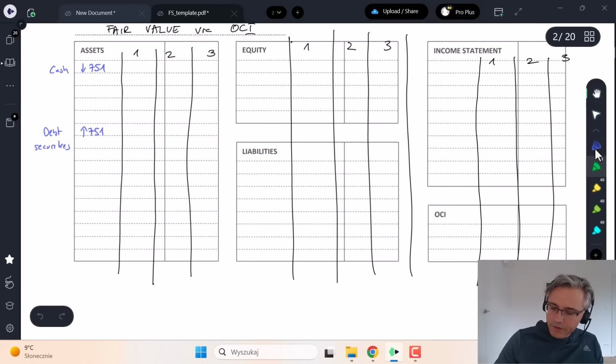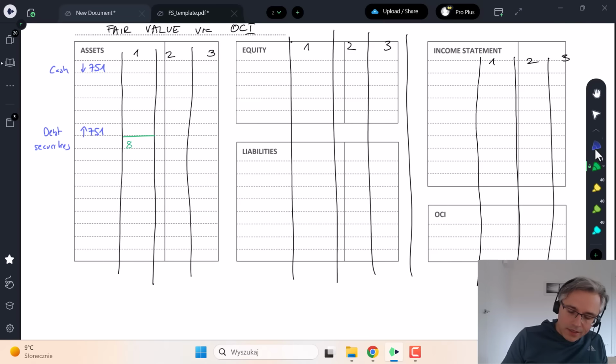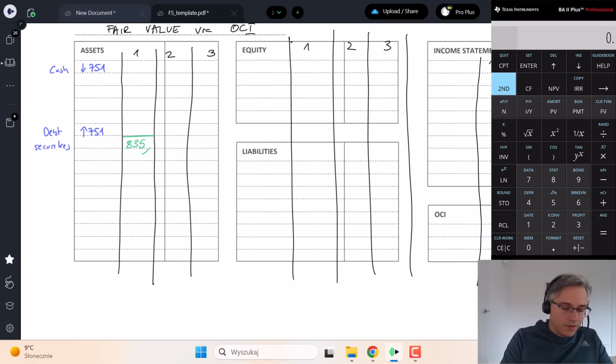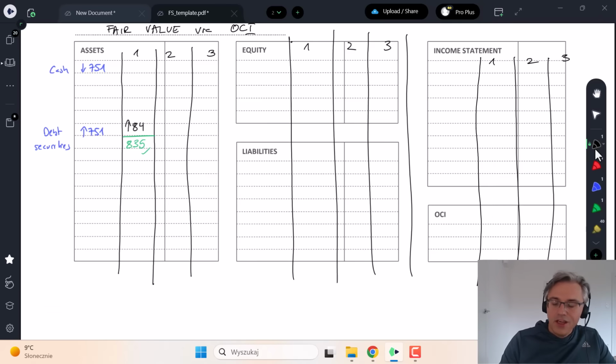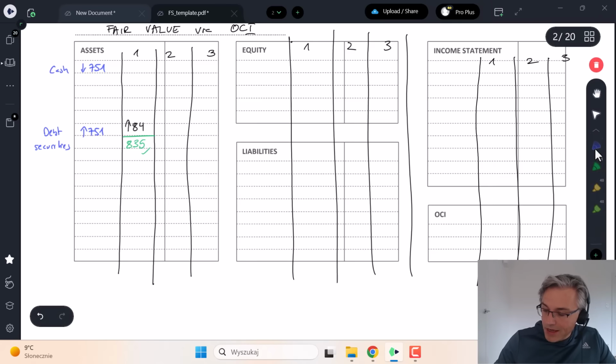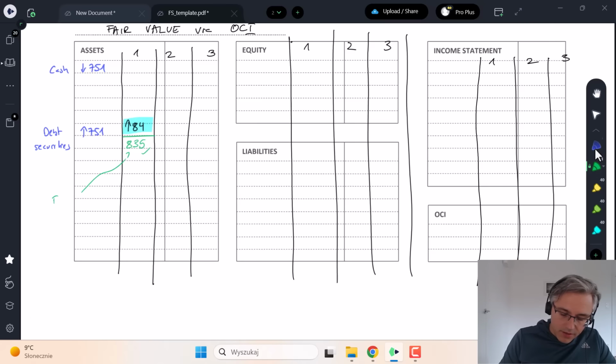So in the first year, there is an increase to 835 in terms of the value of the asset. I mean, we begin at 751, so as to get to 835, that is growth of 84. Okay, so the asset grows by 84. This carrying amount is the fair value.